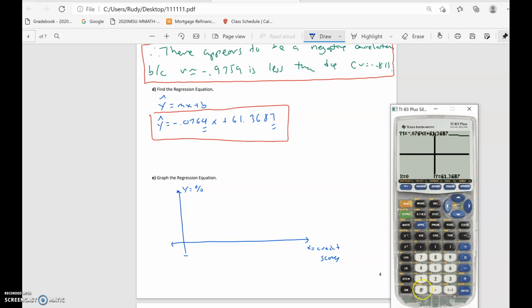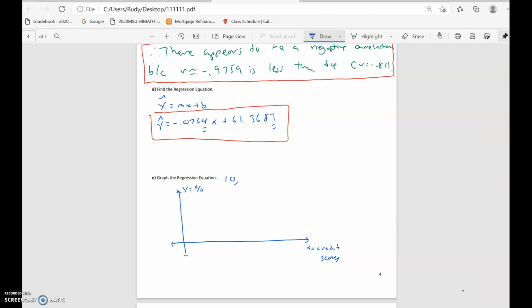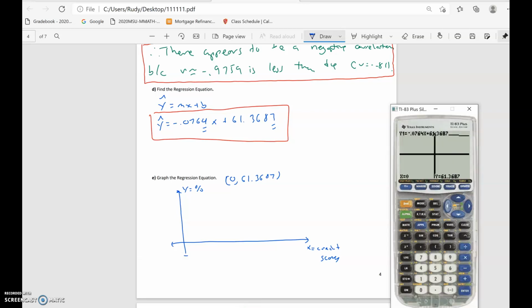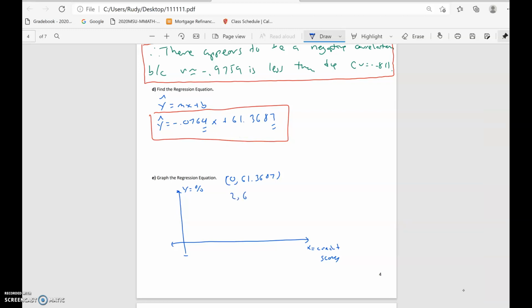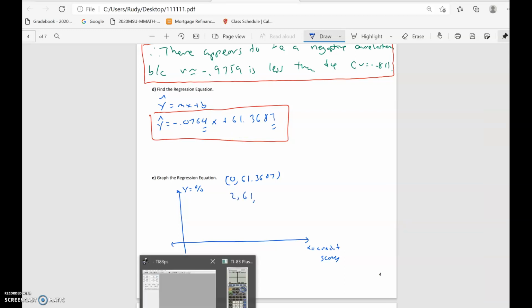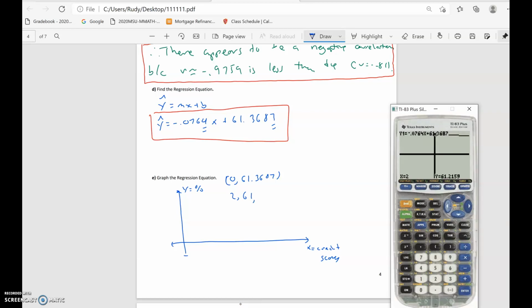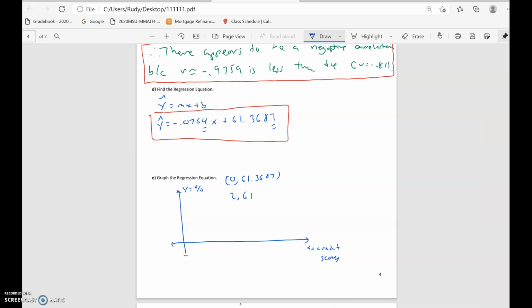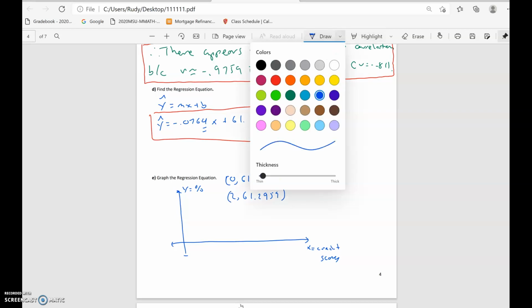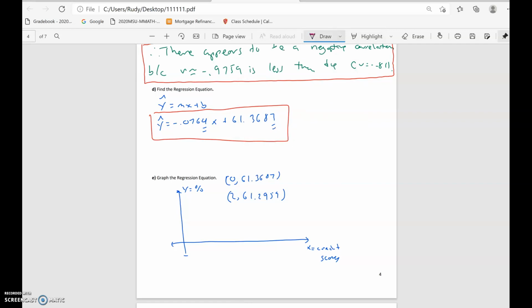Then hit trace and hit 0. So your first coordinate point is going to be 0 and then 61.3687. Second coordinate point, you can hit 2, and at 2, we're at 61.2159. And then just plot those 2 coordinate points as close as possible. Here it's going to be a little bit off.